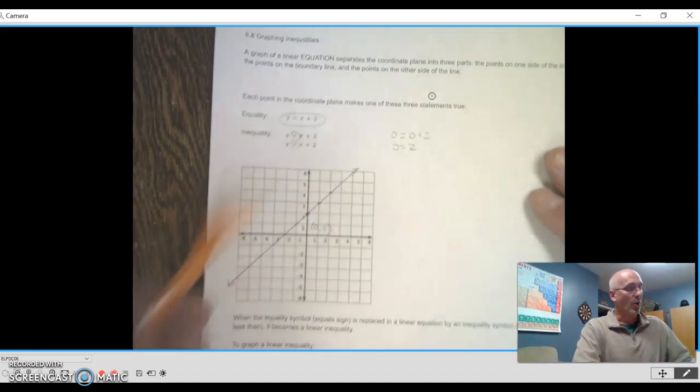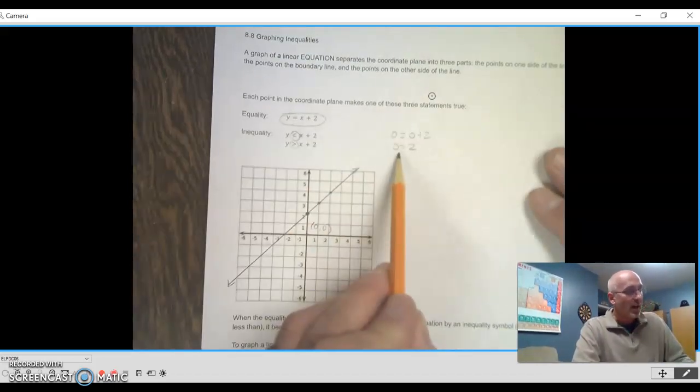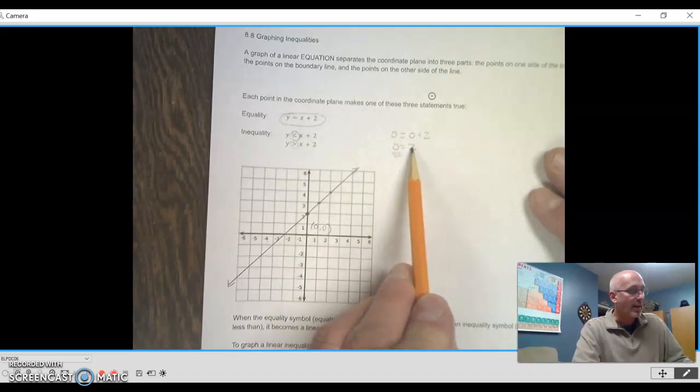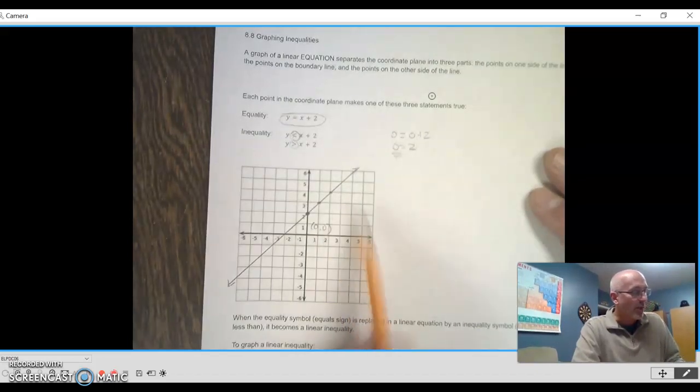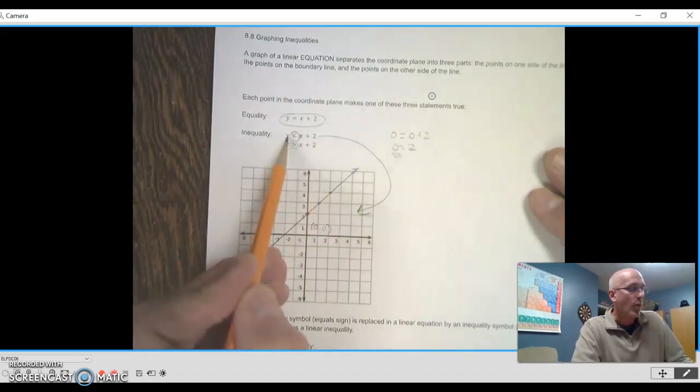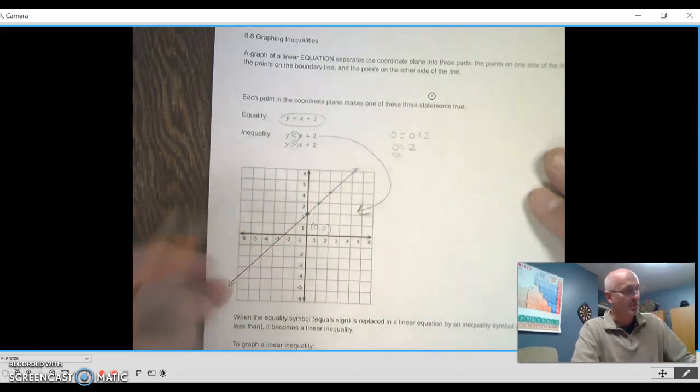Right. So this is our y value. Our y value is less than this. So this would be the area of the graph where y is less than x plus 2.